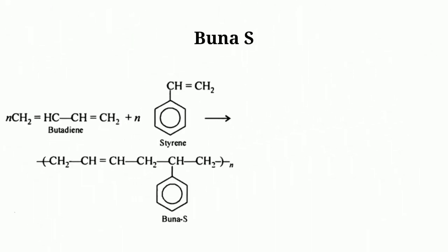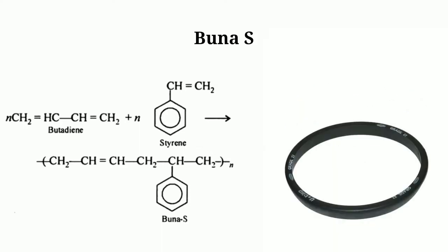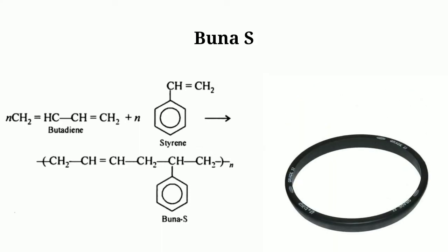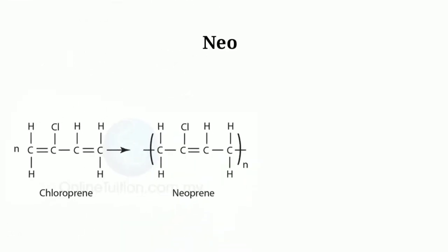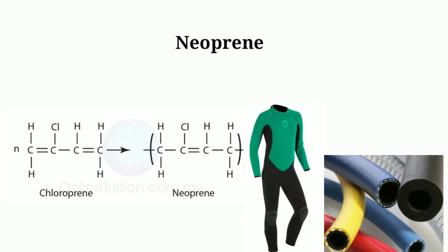The monomers of Buna S are styrene and 1,3-butadiene. Buna S is used to make inner tubes of tires, motors, bubble gums, etc. Chloroprene is the monomer of neoprene rubber. This neoprene rubber is used to make chemical containers, conveyor belts, gaskets, etc.